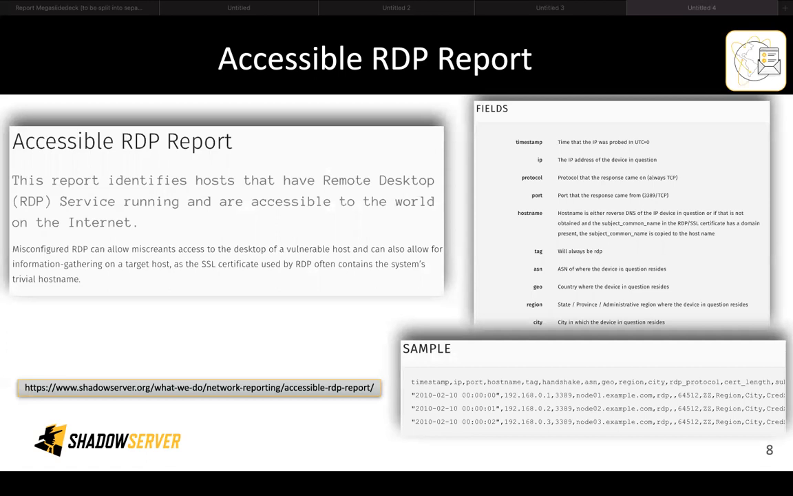Accessible RDP report. This slide shows a report extract of the RDP report as taken from our website, which includes a report summary, an overview of report fields, and a sample report CSV file. Please visit the URL shown on this slide for full details on the RDP report.